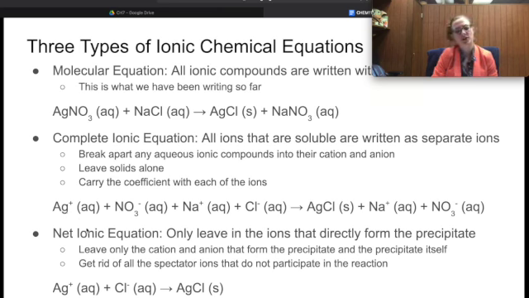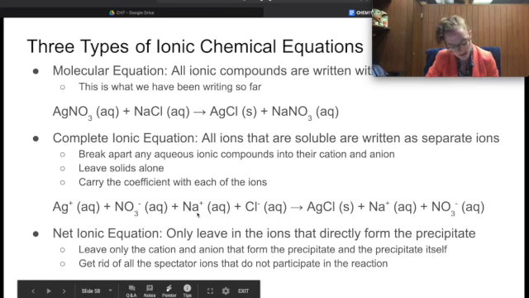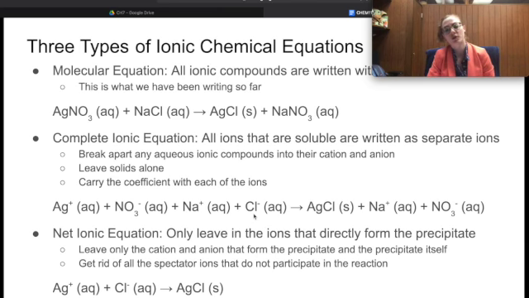Silver and nitrate, sodium and chloride, and sodium and nitrate over here in the products, but we did leave that solid alone. So if it's a solid, it does not get broken apart in an ionic equation ever. So this is called the complete ionic equation. It shows every single ion broken apart as the ions hanging out.